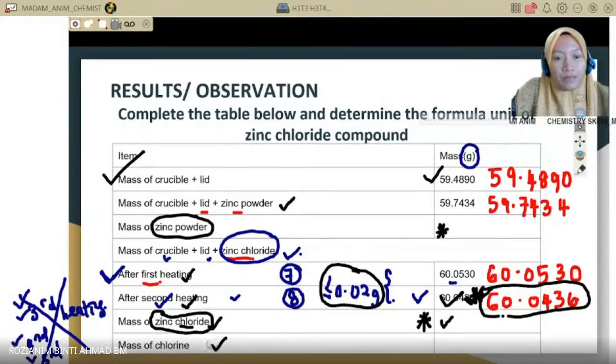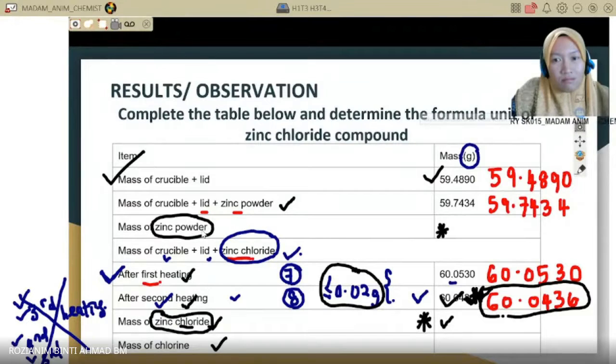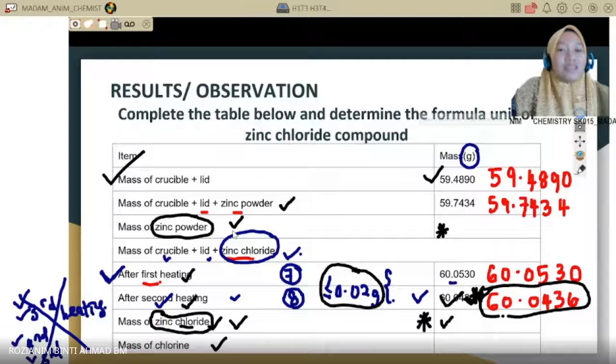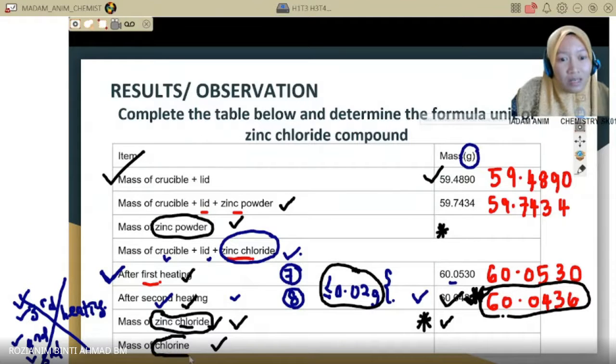Boleh ikut tak? Macam mana saya dapat mass chlorine? Mass of zinc powder? Tak. Mass of zinc chloride tolak mass of zinc powder mungkin? Yes, good. Betul lah tu, sebab kita nak chlorine sahaja. So ini adalah zinc chloride. Zinc chloride consists zinc plus chlorine.